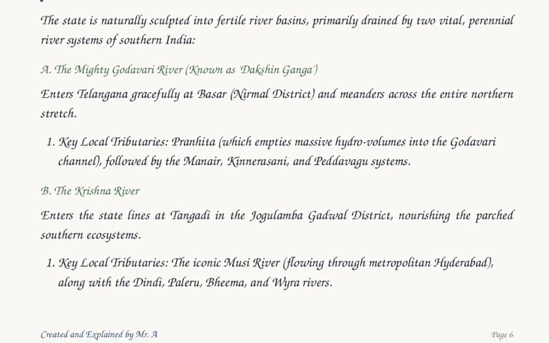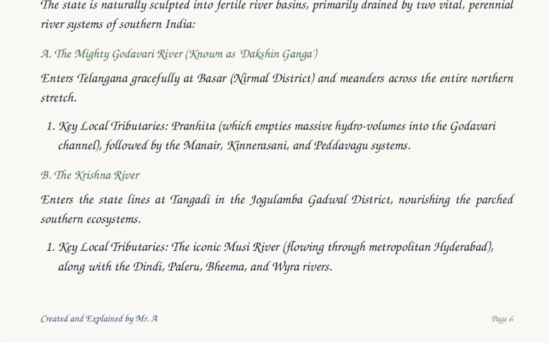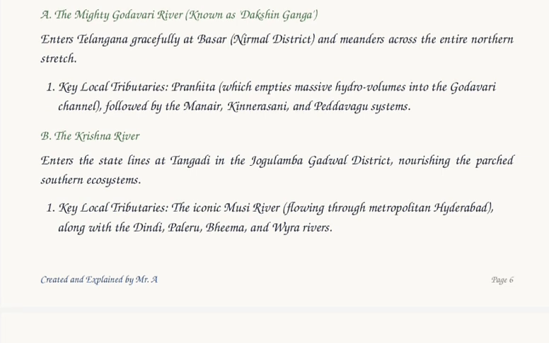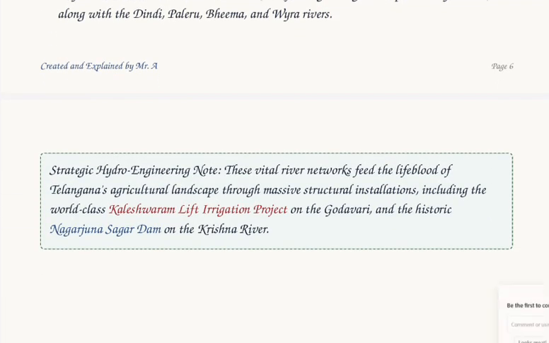Next, there comes the Krishna River, which enters the state at Tangadi in Jogulamba Gadwal district, nourishing the parched southern ecosystems. The key local tributaries are the iconic Musi River flowing through metropolitan Hyderabad, along with the Dindi, Paleru, Bhima and Vaagu rivers. Next, there comes a small note, the strategic hydro engineering note.